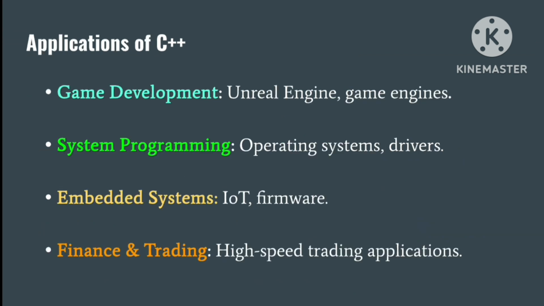So now, applications of C++. It is used in game development, such as Unreal Engine and game engines in which GTA-type games are made. Then system programming, where operating systems and drivers are made using C++. Then embedded systems, such as IoT and firmware. Then finance and trading, where high-speed trading applications can be made, such as UPI, banking systems, or even online transaction systems.